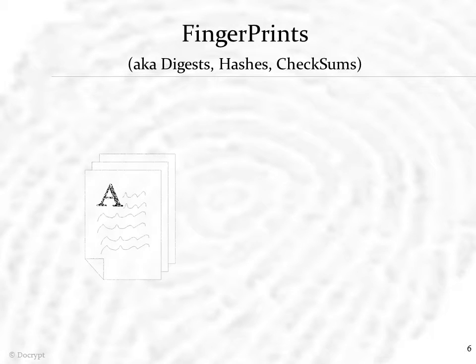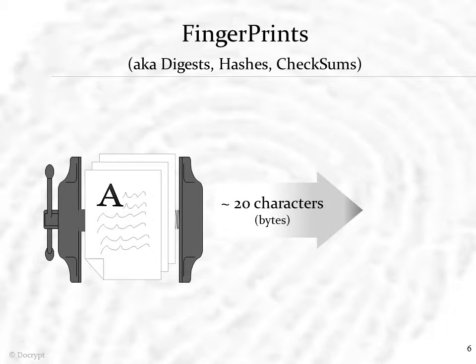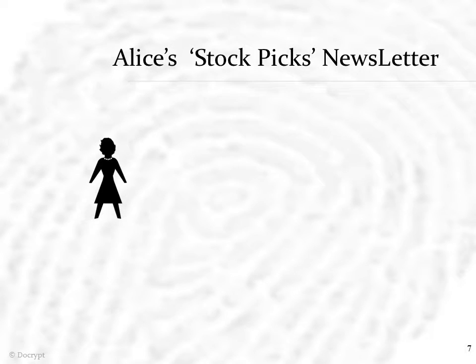As the title indicates, we're going to use cryptographic fingerprints to get this functionality. They're also called cryptographic digests, hashes, and occasionally checksums. A cryptographic fingerprinter will take any message or any file and compress it to about 20 characters. So let's watch Alice use a fingerprinter.